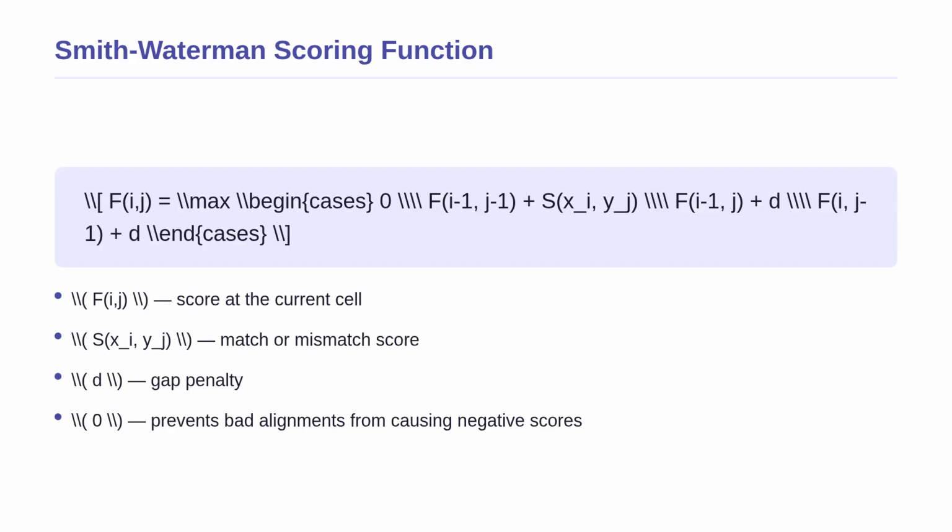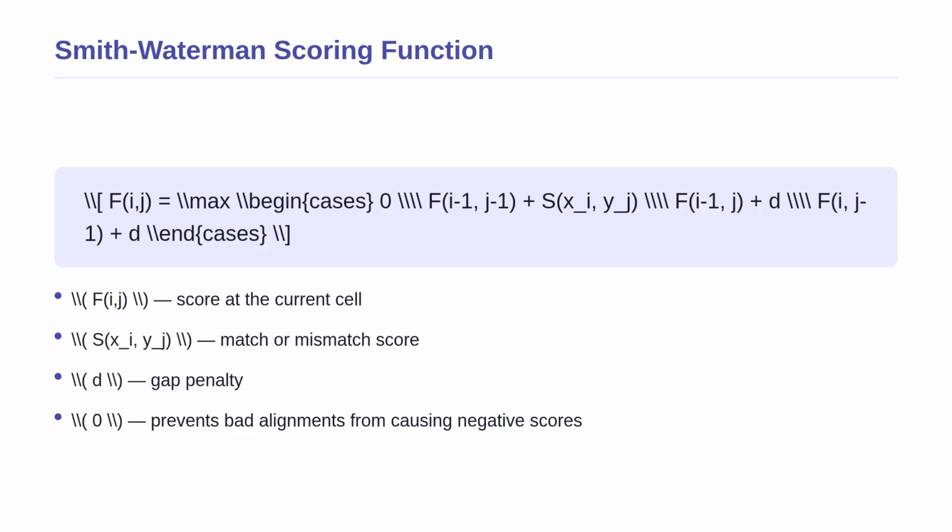The formula for Smith-Waterman is almost identical to Needleman-Wunsch, but with one game-changing addition. Look closely at the max function. The variables mean the exact same thing. F is the current cell score, S is the substitution score, and D is the gap penalty.